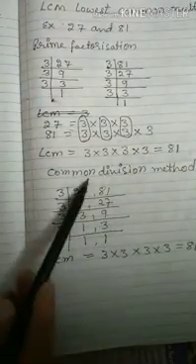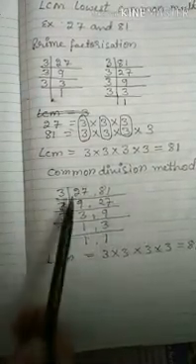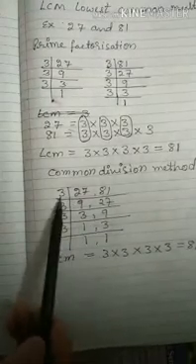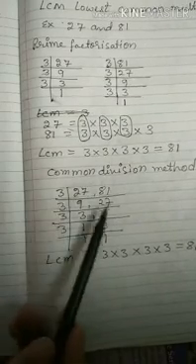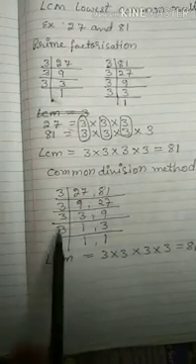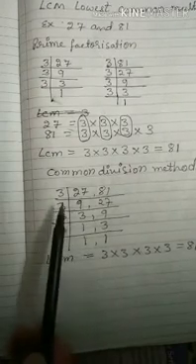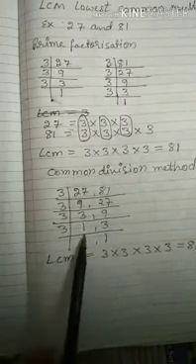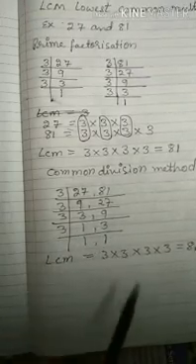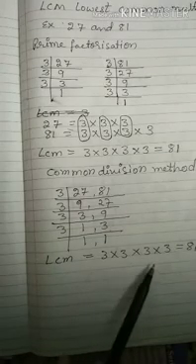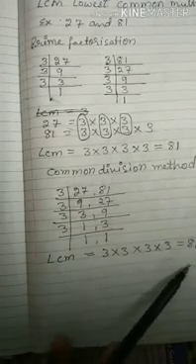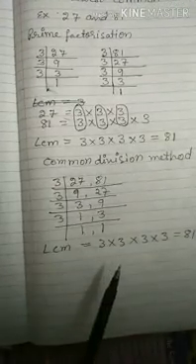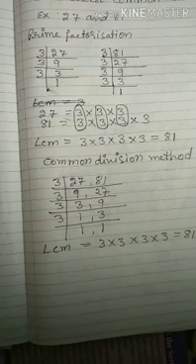Now the second method, the common division method. We take both numbers, 27 and 81. We divide by 3. We have to divide completely till we get 1. 3 into 27, 81: 9, 27; 3: 3, 9; 3: 1, 3; 3: 1, 1. So 3 into 3 into 3 into 3 is equal to 81, which is the LCM of 27 and 81.